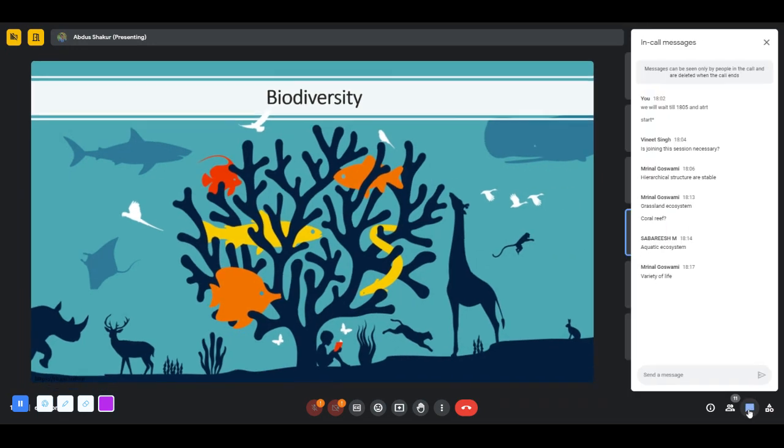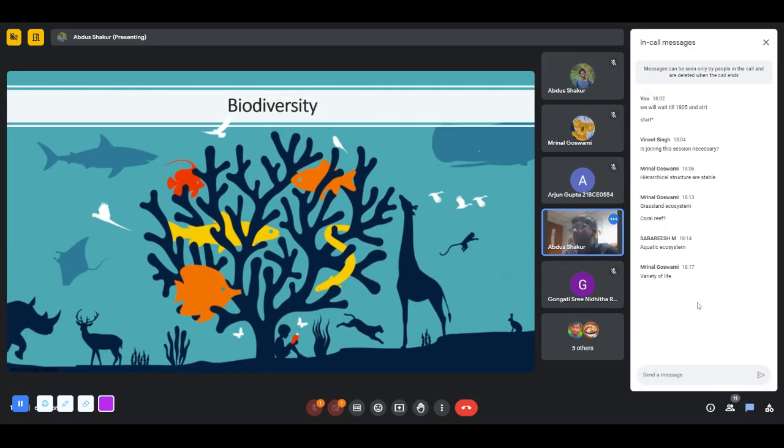Variety of life. Yes, that's true. Any other people want to add anything? Variety of life. It's a shorter, easier way of saying what biodiversity is. Anyone want to add anything to it? Okay, I'll take it as a no.